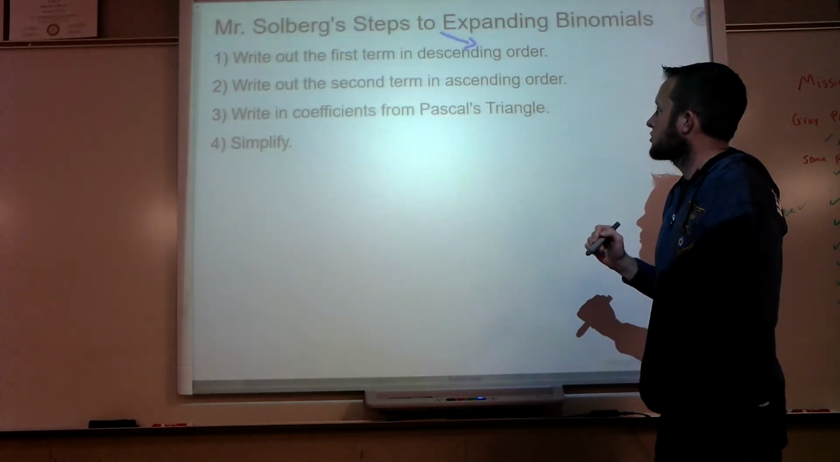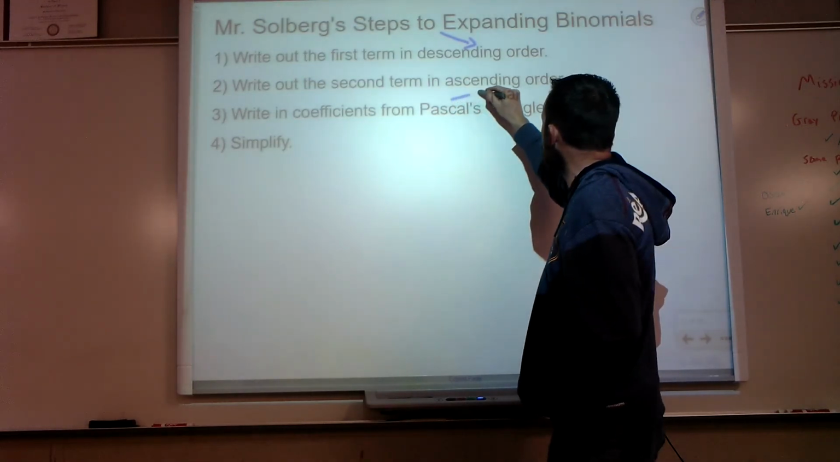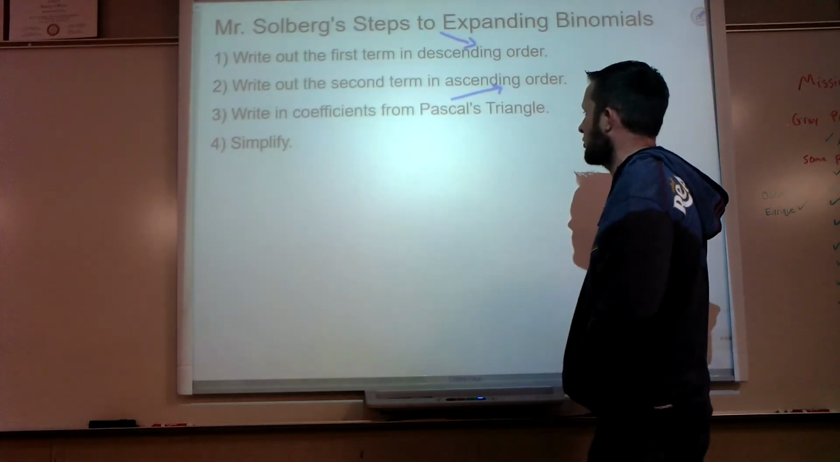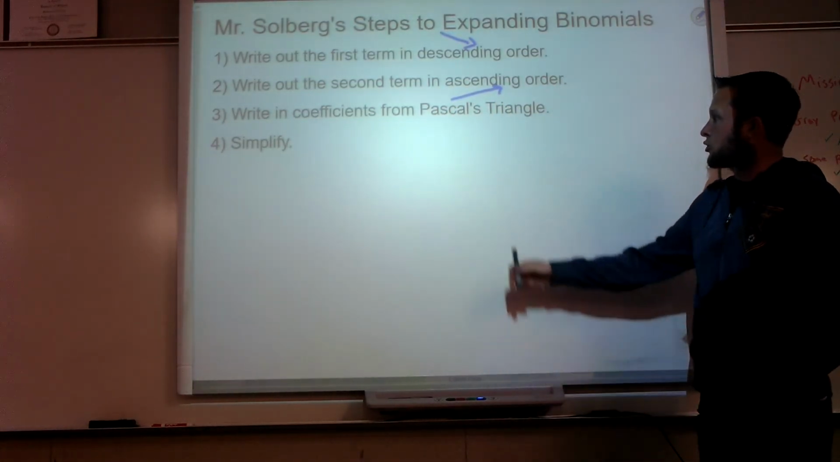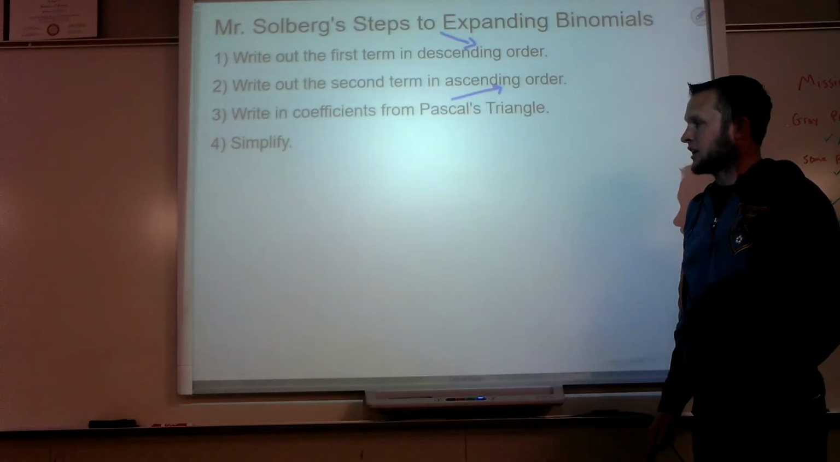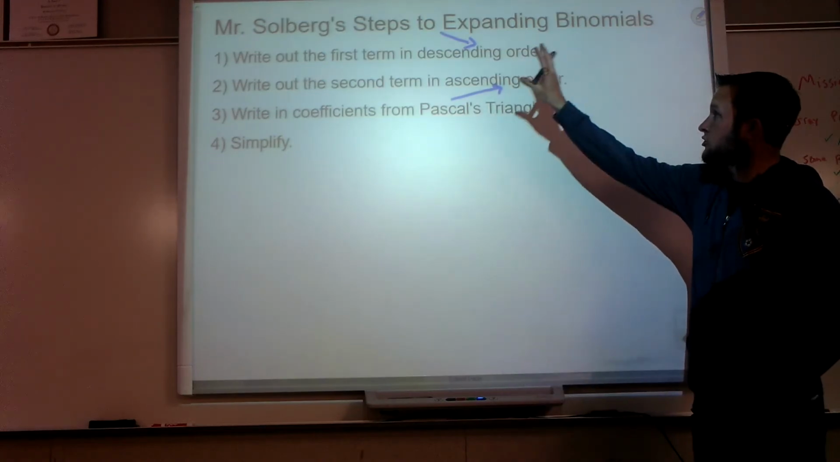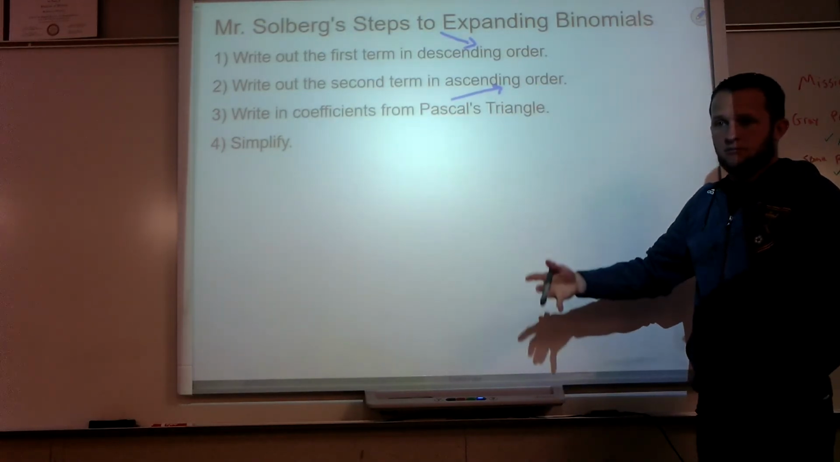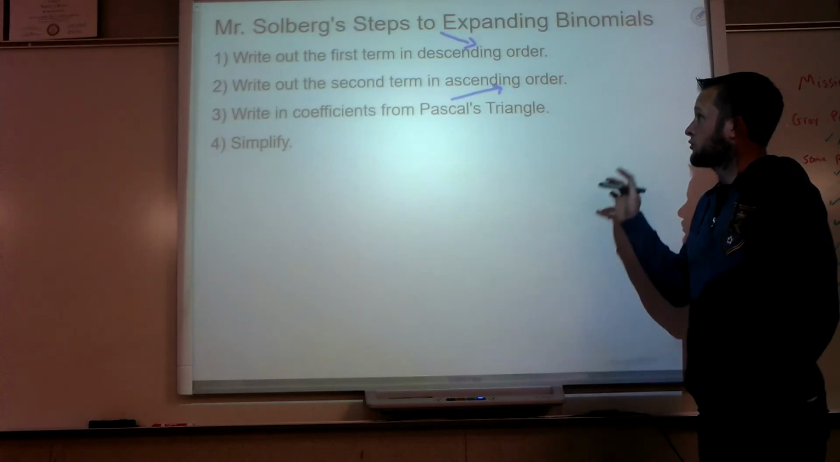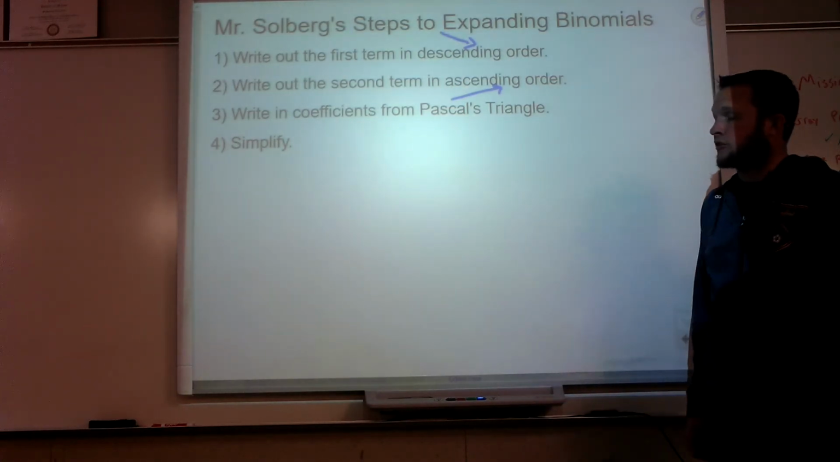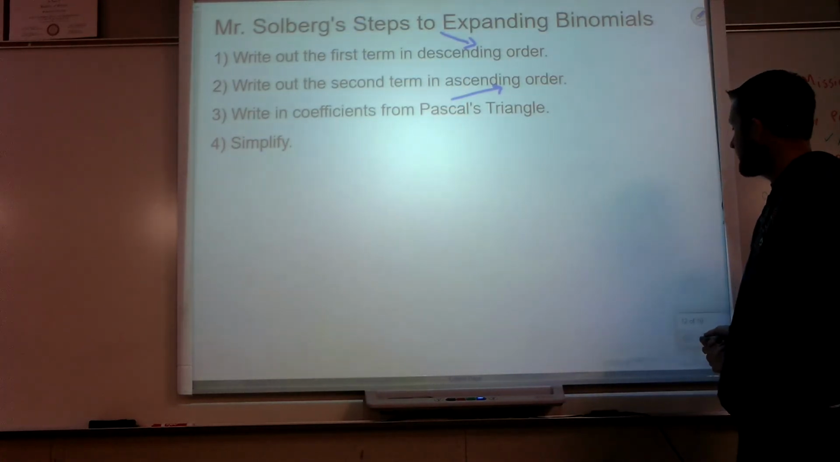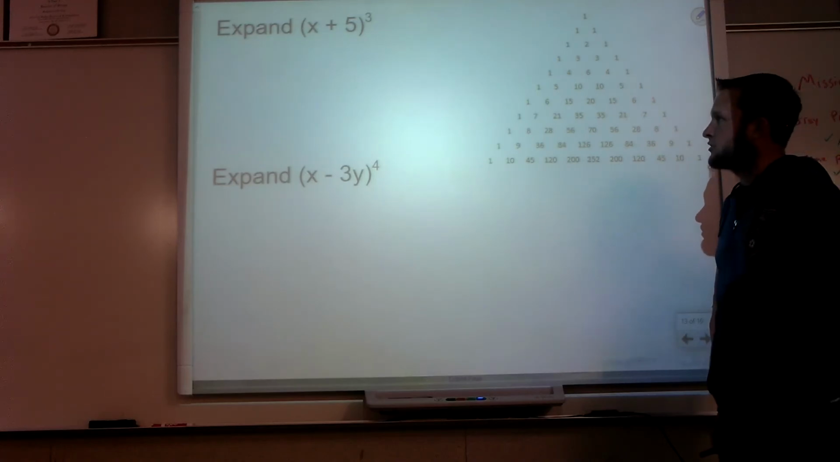Then we're going to take the second term and write it out in ascending order. That means you're going from low to high. Then we're going to write in the coefficients from Pascal's triangle and simplify. Now we're going to use these steps over and over again. So if you need to go back and look at these, then do that, or pause the video and write them down. So let's start off with a pretty easy one.